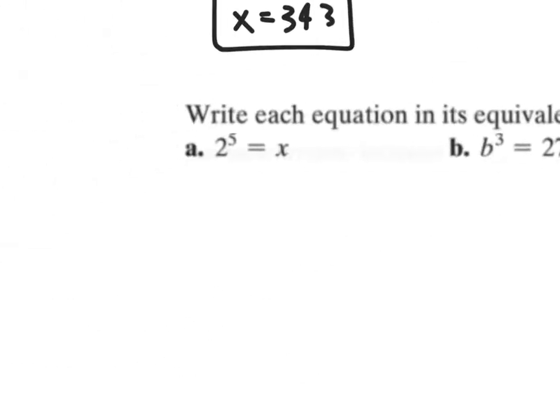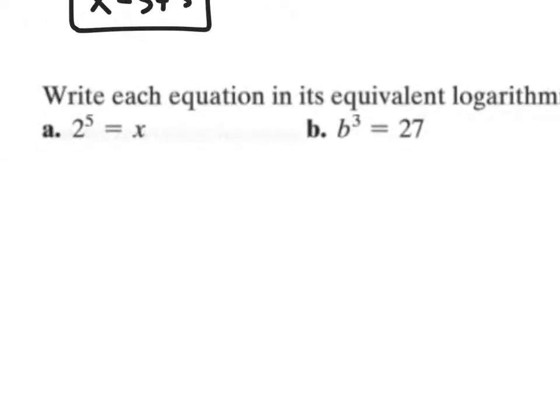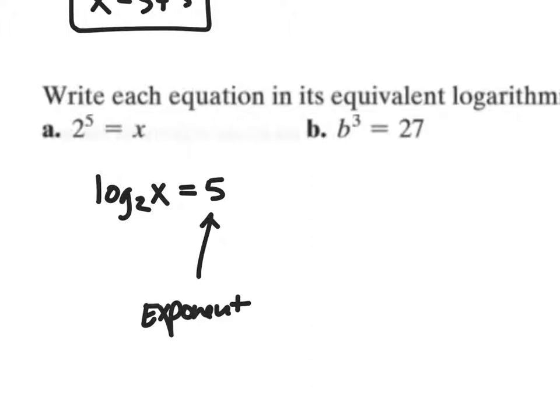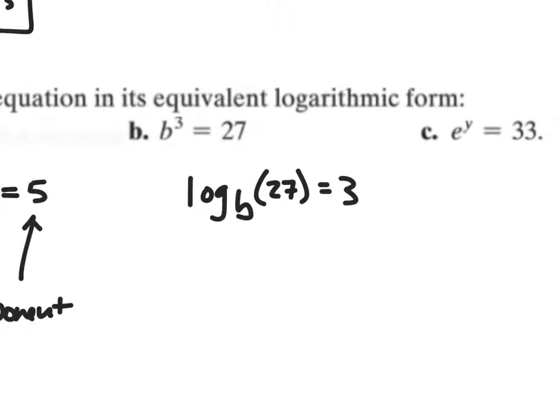Now let's do the opposite. Let's write this into log form. So what I'm going to do is write log base 2 of x is equal to 5. Remember that this value here is the exponent. And we're just doing everything we were doing before. Over on part B, we're going to write this as log base B of 27 is equal to 3. Now, I put a parenthesis around that. You don't have to do that, but a lot of times it does help to put a parenthesis around those just so that we can distinguish what's our base.